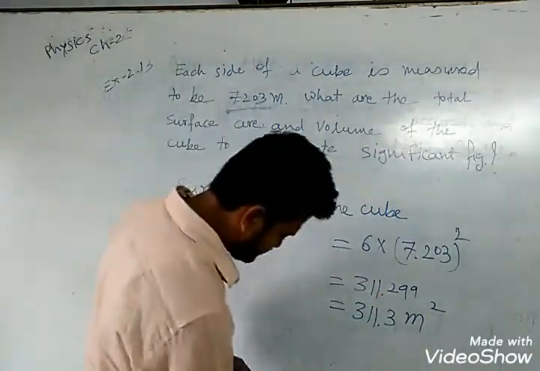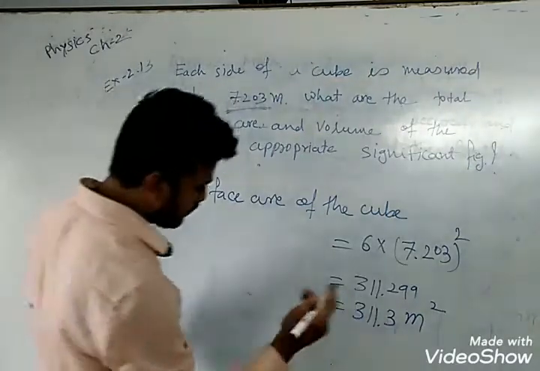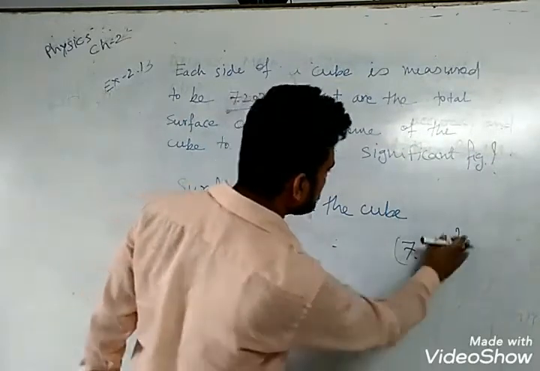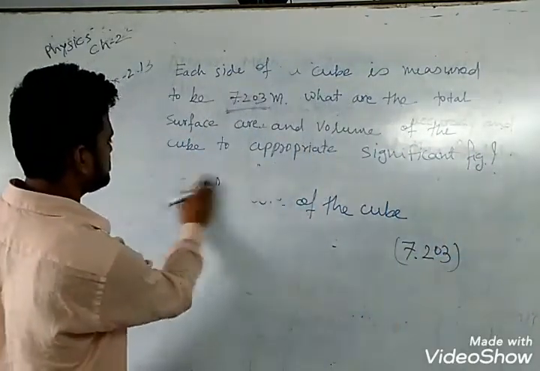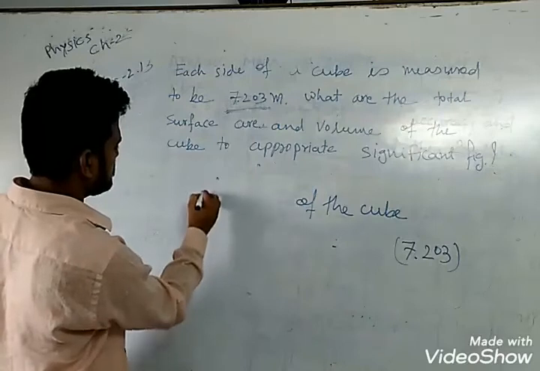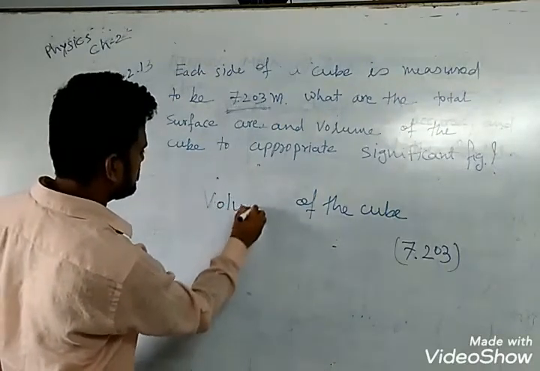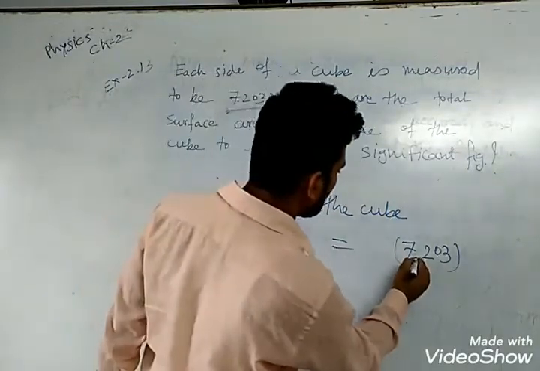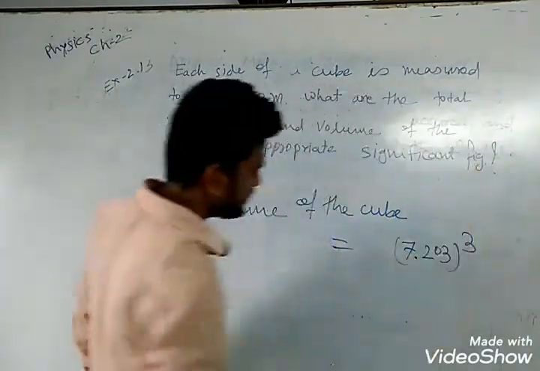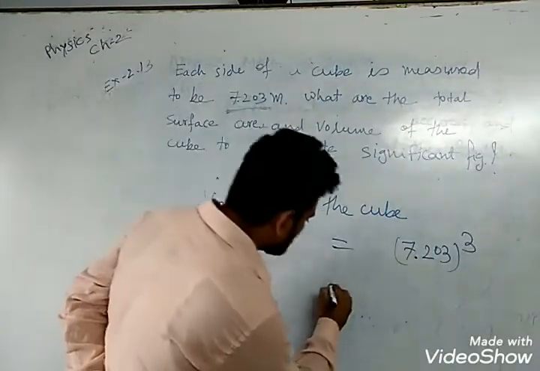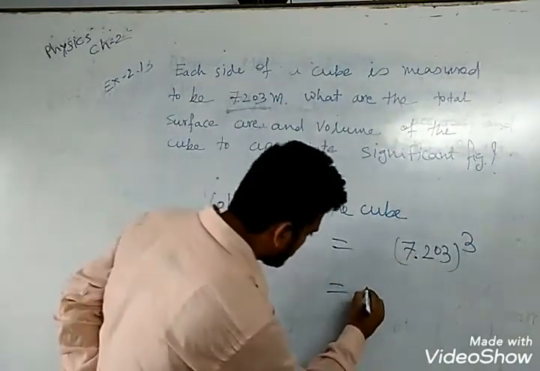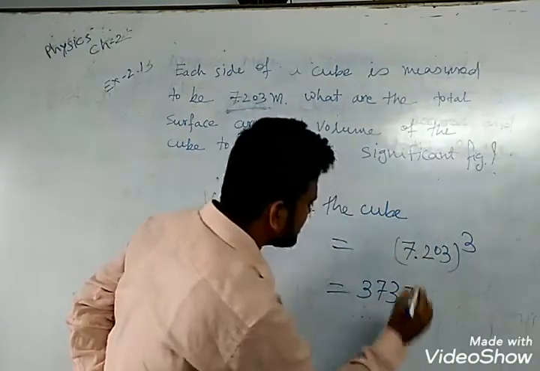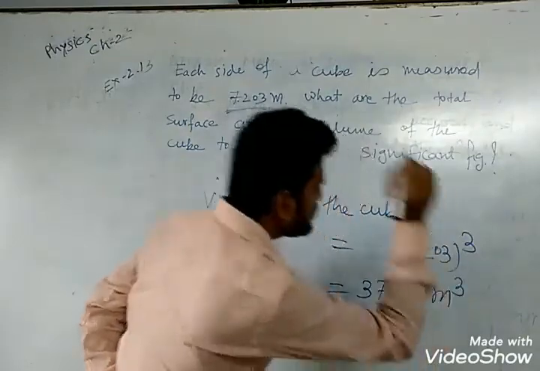Now next is volume of the cube. Volume of the cube is equal to 7.203 raised to cube. So final answer is equal to 373.7 meter cube.